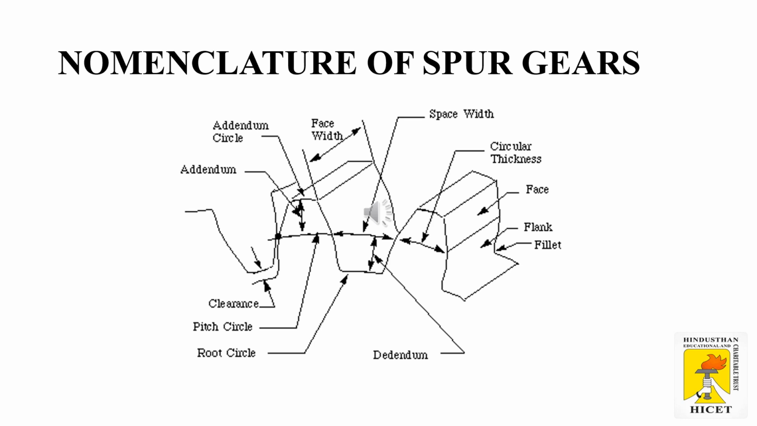Next one, arc of contact. Arc of contact is the path traced by a point on the pitch circle from the beginning to the end of the engagement of the given pair of teeth. And the last term, velocity ratio. Velocity ratio is the ratio of the speed of the driving gear to the speed of the driven gear. And the gear ratio is the number of teeth on the gear wheel to the number of teeth on the pinion.